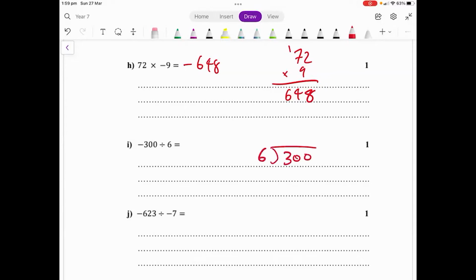Question I, we do a division algorithm like normal. We get an answer of 50. Then we have to work out if it's positive or negative. There's only one negative sign. An odd number of negative signs means it's negative, so it's -50. Question J, we do our algorithm and we get 89 for the division. There's 2 minus signs. That means that the answer is going to be positive, so it's just positive 89.